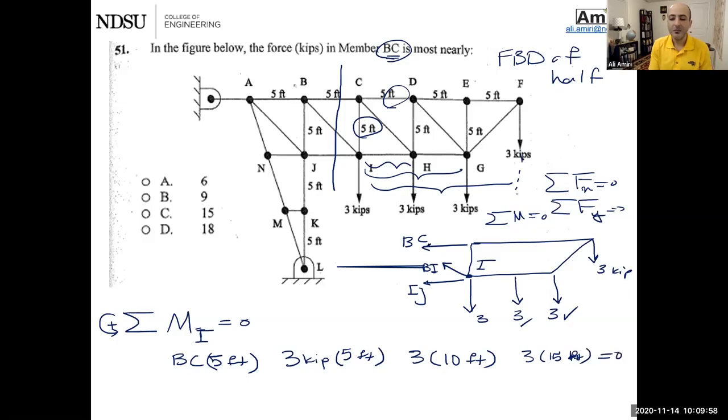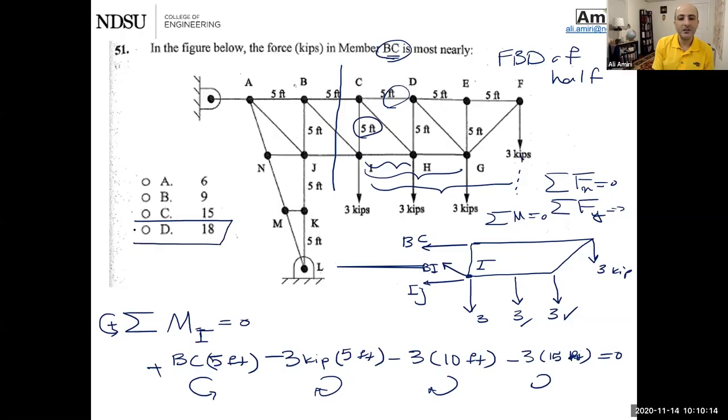BC is trying to rotate this way, so that's with my sign. All of the other ones are trying to rotate against it, so I'm going to put negative. All right? This will give you a BC of 18 kip, and kip is 1,000 pounds. So 3 kip is 3,000 pounds, basically.